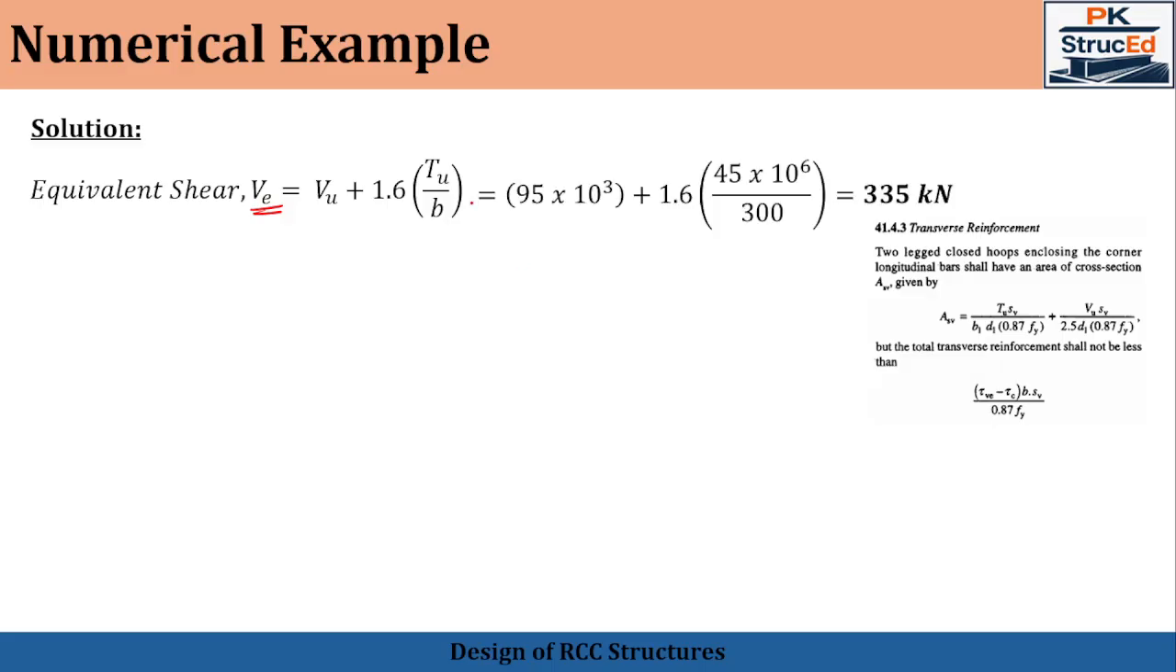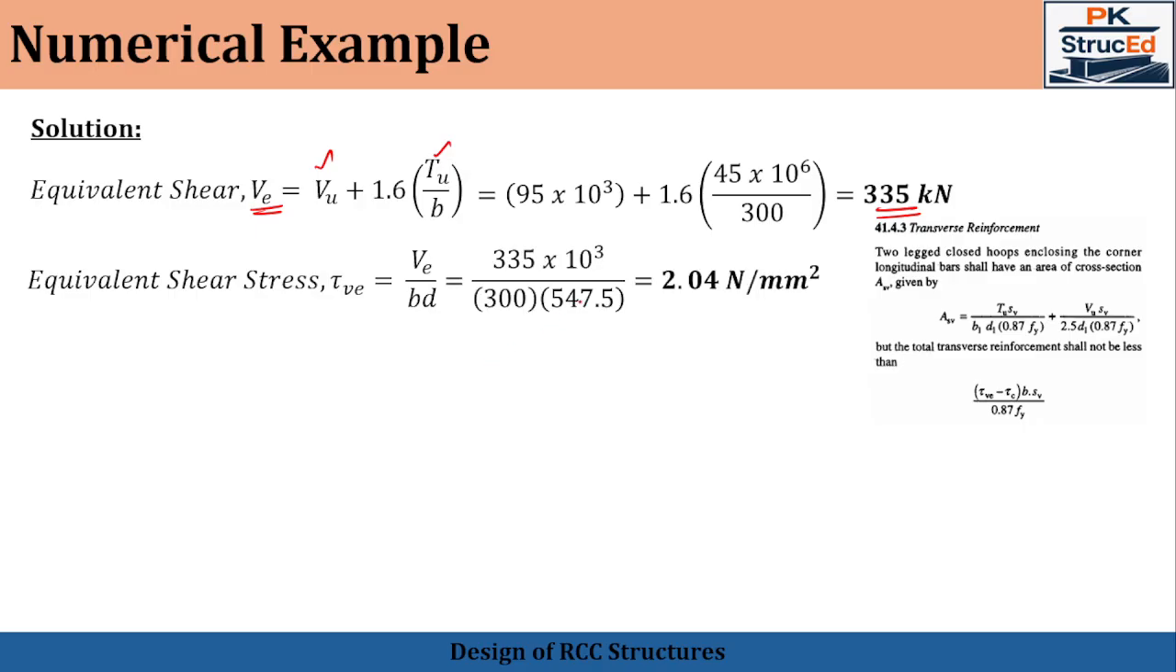So substituting the values, we already know VU, which has been given, and TU, the torsional moment. Substituting that value, we are getting the equivalent shear as 335 kilonewton. Now the equivalent shear stress to be calculated, that is tau VE, which is VE by BD. Substituting the values, again, don't forget, the effective depth we calculated as 547.5 mm. So the equivalent shear stress tau VE is 2.04 Newton per mm square.